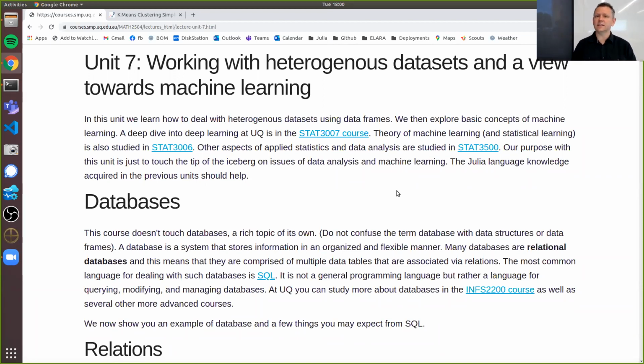Right. So today we're just going to work more on Unit 7. Unit 7, working with heterogeneous data sets and a view towards machine learning. Heterogeneous data sets means data with different types. So we were looking yesterday at tables and relations and things with strings and numbers and dates and different types of data in one data set.